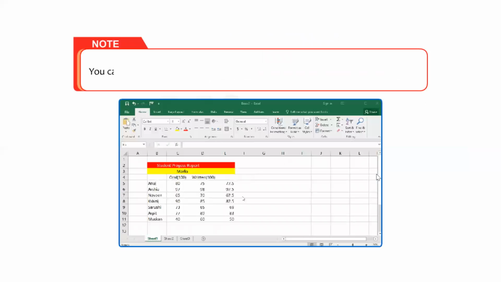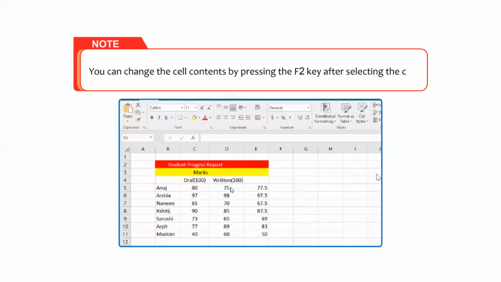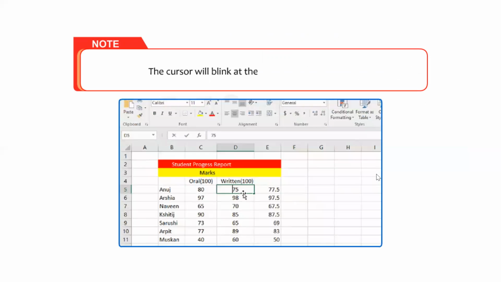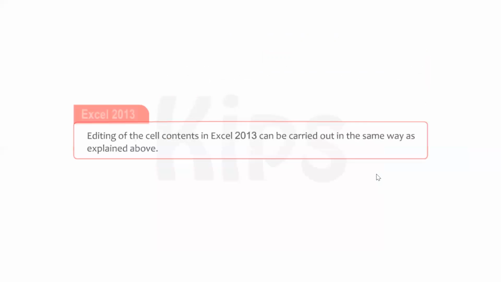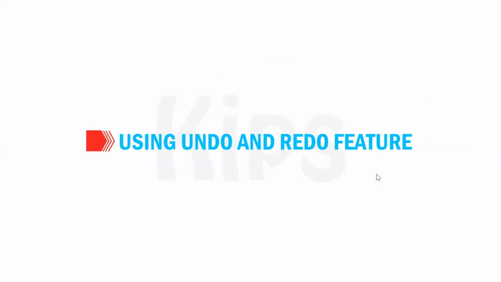Students, note that you can also change the cell contents by pressing the F2 key after selecting the cell. The cursor will blink at the end of the cell content. Also note that editing of the cell contents in Excel 2013 can be carried out in the same way as explained above. Now let me tell you how to use the Undo and Redo feature.